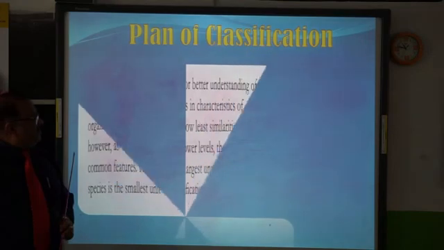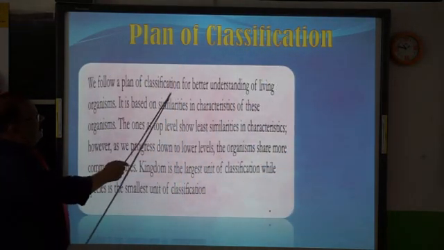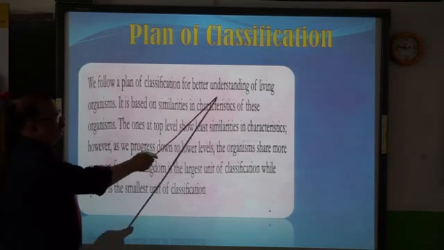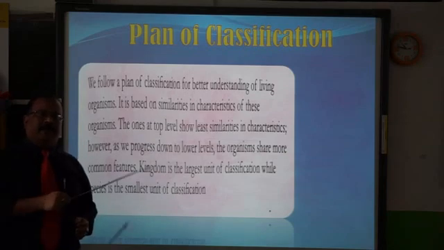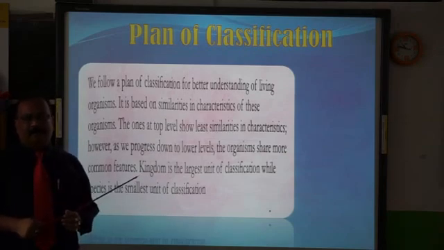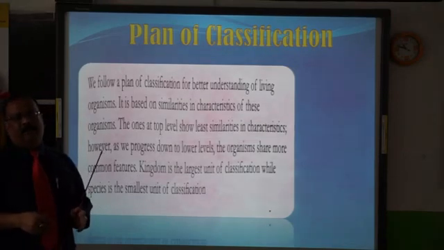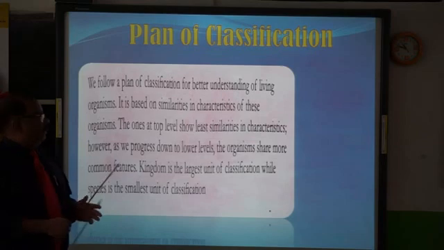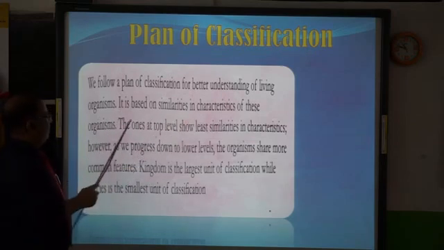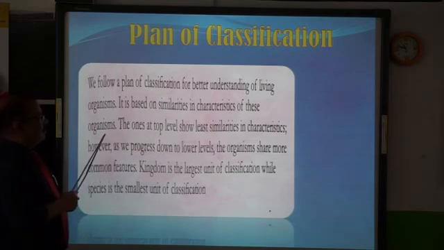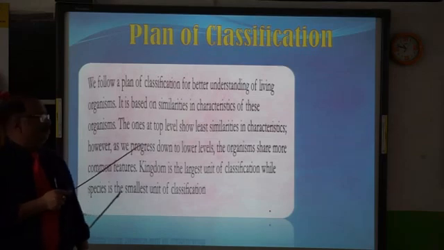Now, plan of classification. We follow a plan of classification for better understanding. There should be a plan for doing anything. So for classification also we have to plan it. We cannot keep things wherever we like, or wherever the scientists like. So a plan is required. It is based on the similarities in the characteristics of these organisms. So on the basis of their similar characteristics, they are grouped.